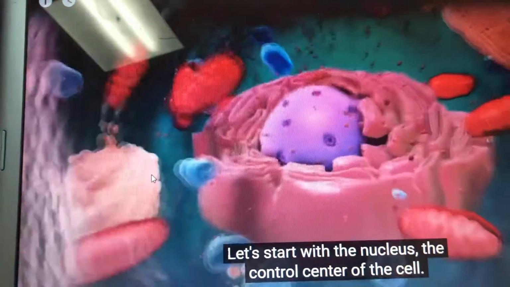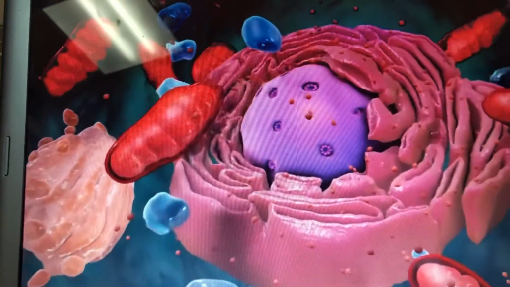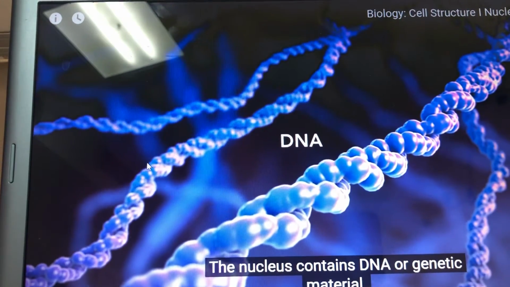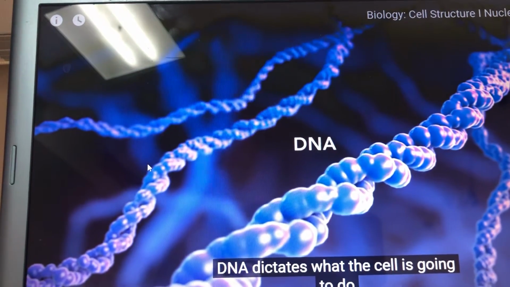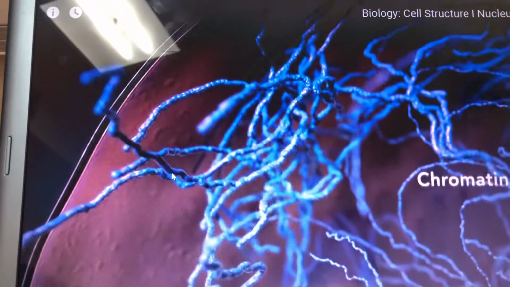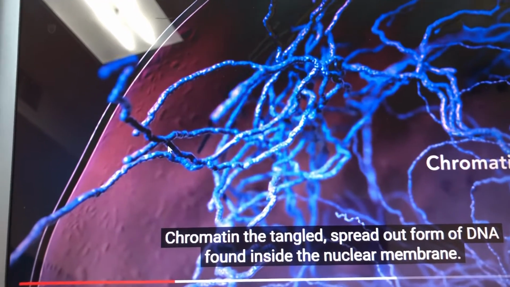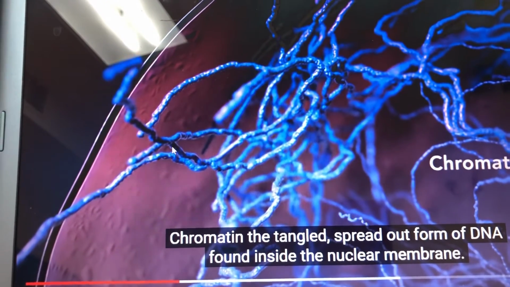Start with the nucleus, the control center of the cell. The nucleus contains DNA, or genetic material. DNA dictates what the cell is going to do and how it's going to do it. So the DNA is located inside the nucleus, all right?